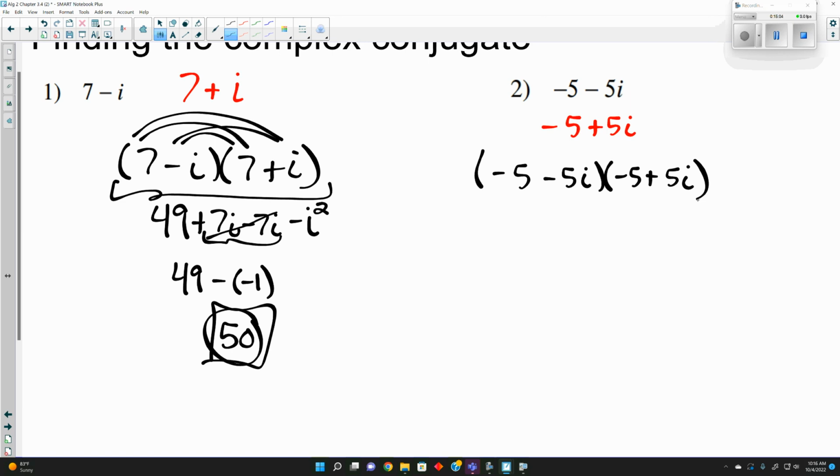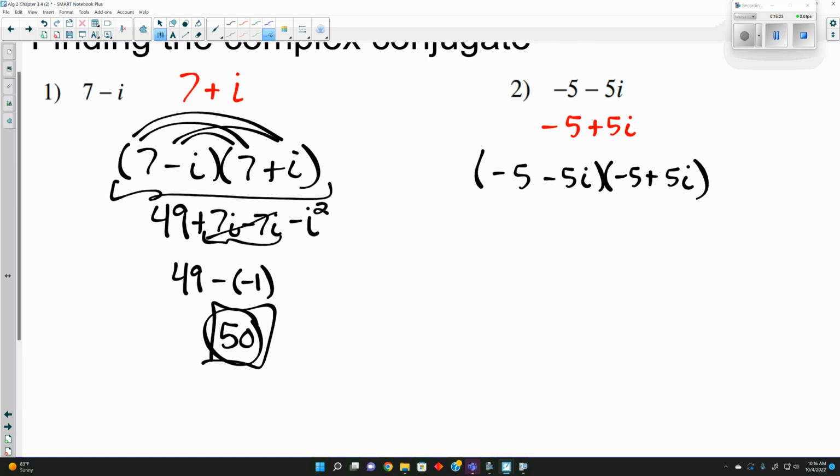I think this works out to be 50 as well. Yeah, we can type it in just like we do here. You know what's interesting with this here?